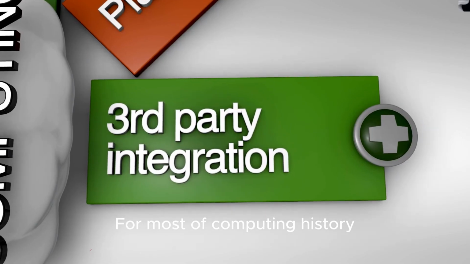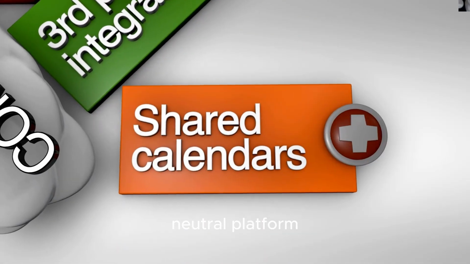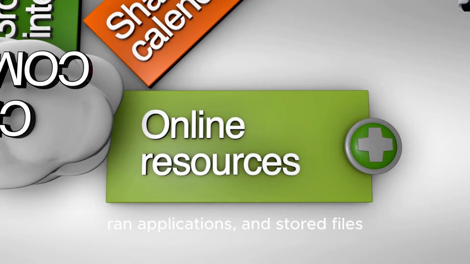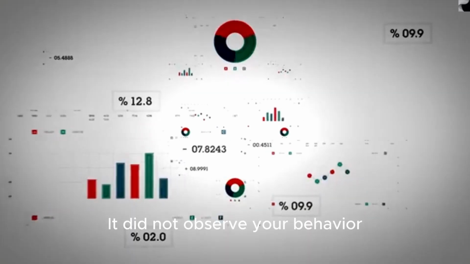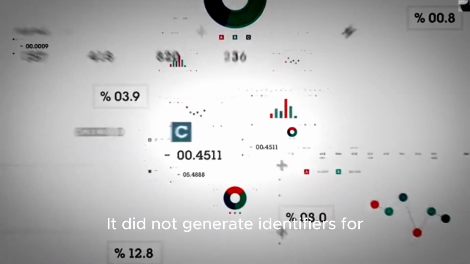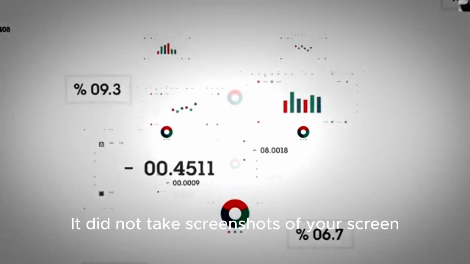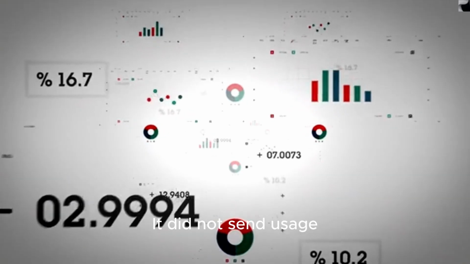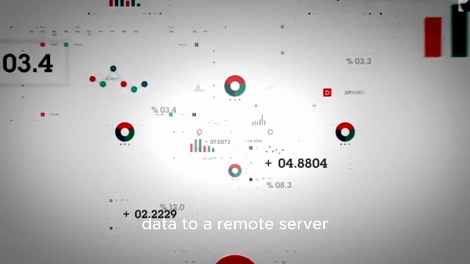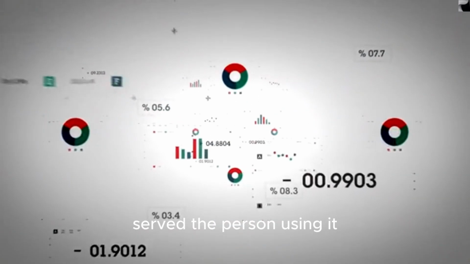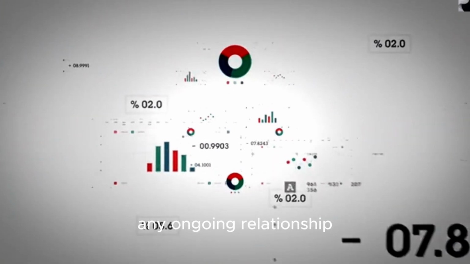For most of computing history, the operating system was a neutral platform. It managed hardware resources, ran applications, and stored files. It did not observe your behavior. It did not generate identifiers for advertising networks. It did not take screenshots of your screen. It did not send usage data to a remote server. It was a tool that served the person using it without maintaining any ongoing relationship with the company that made it.